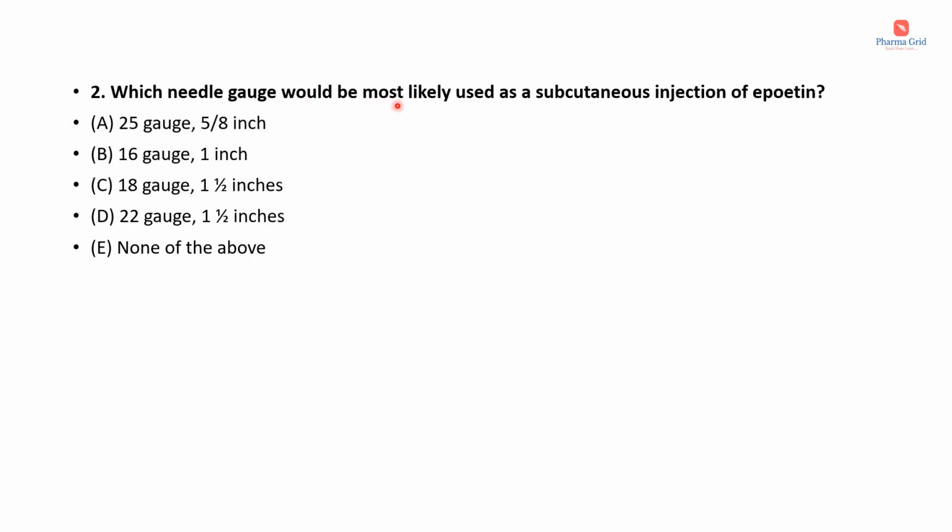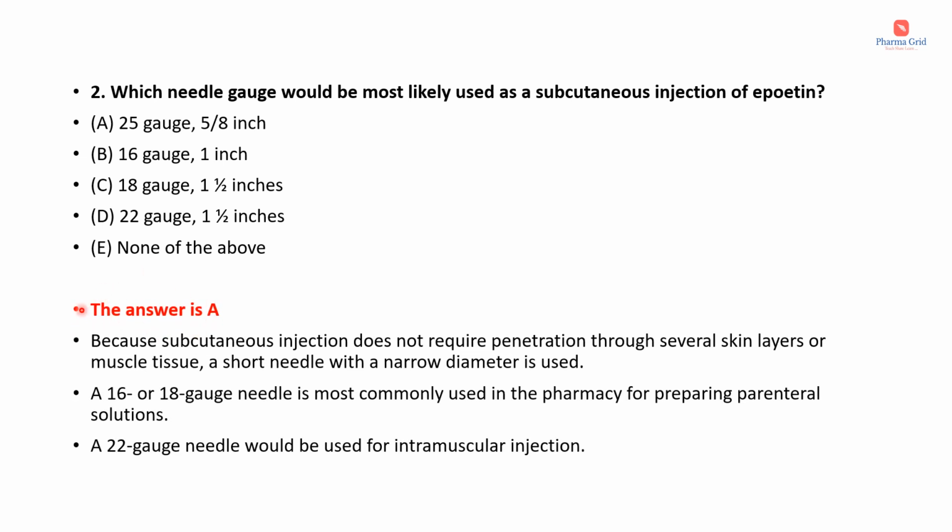Which needle gauge would be most likely used as a subcutaneous injection of epoetin? Options are 25 gauge 5/8 inch, 16 gauge 1 inch, 18 gauge 1.5 inches, 22 gauge 1.5 inches. Then none of the above. So the answer is option A, that is 25 gauge 5/8 inch.